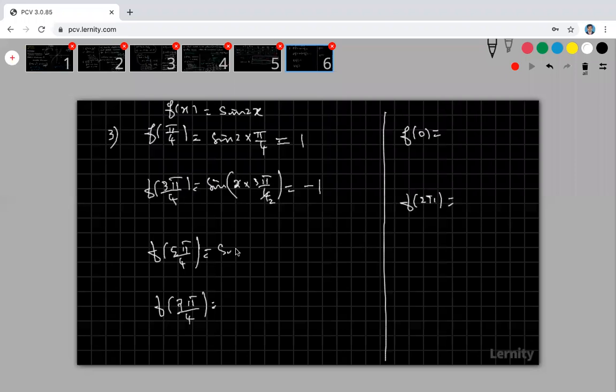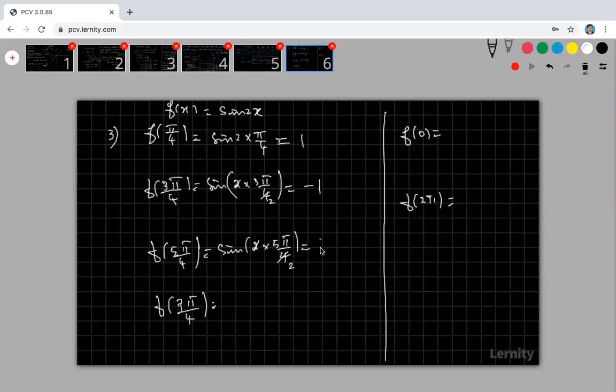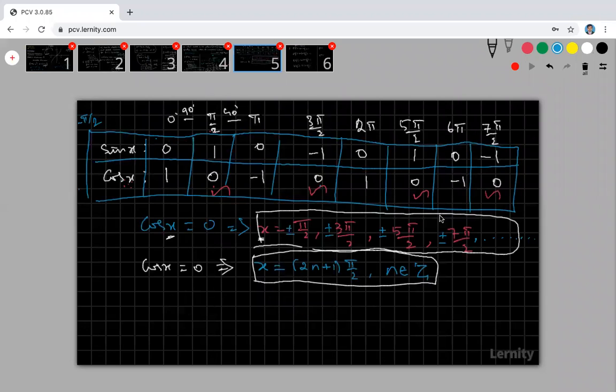Now come to sine of 2 into 5 pi by 4. Cancel this 2, it is 5 pi by 2. See this table. Sine of 5 pi by 2 value is 1. My sine of 5 pi by 4 is +1. And sine of 7 pi by 4: 2 into 7 pi by 4, you can cancel by 2, 7 pi by 2. See the value. My sine of 7 pi by 2 value is -1.